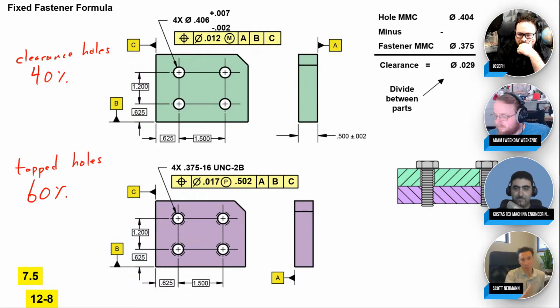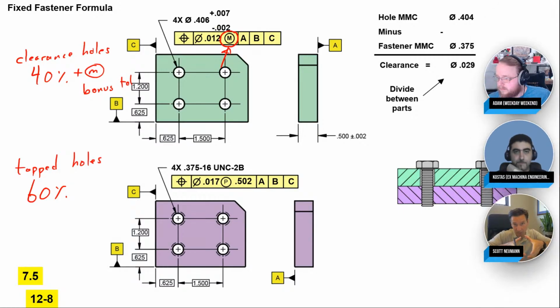Yeah, people say, well, there's more things to go wrong, right? You got to drill it, then you got to tap it, more things to happen. But actually, it's one that I haven't talked about very much. It's because of the MMC modifier. And the MMC modifier gives you this extra bonus tolerance. All the calculations are based on the 404 hole, and that's where you get the 12 thousandths.